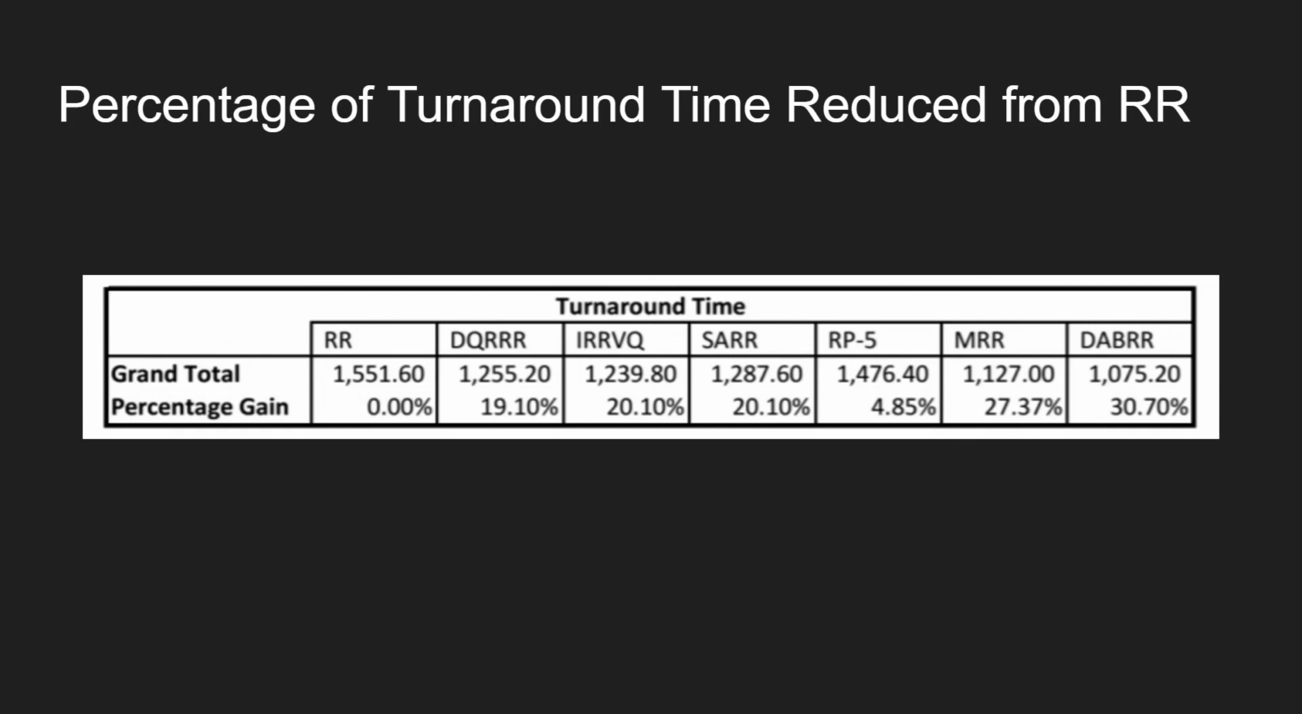Furthermore, they also did it for turnaround time. As you can see, DABR has about 31% less turnaround time than generic round robin.